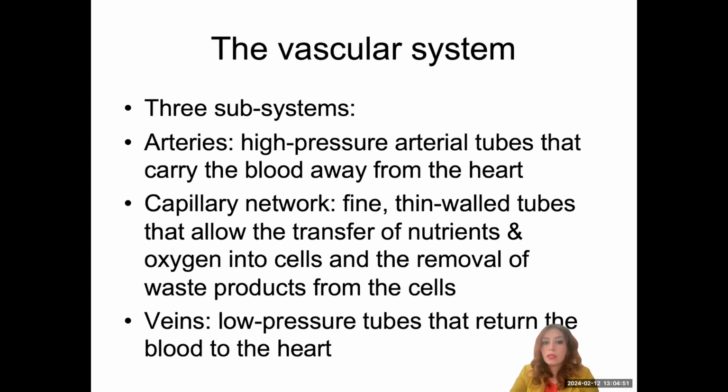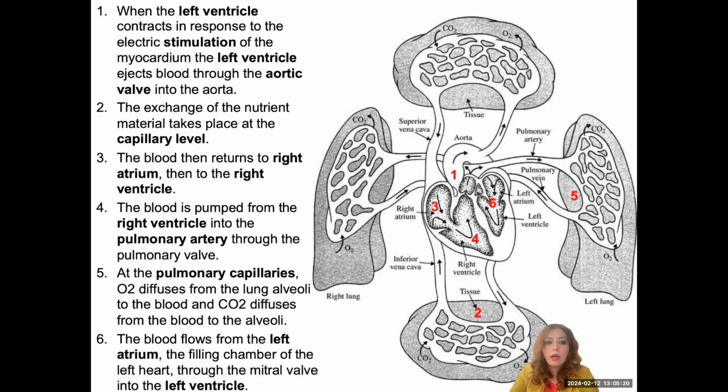We know that the vascular system has three subsystems: arteries, high pressure arterial tubes that carry blood away from the heart; the capillary network, thin walled tubes that allow transfer of nutrients and oxygen into the cells and the removal of waste products from the cells; and the veins, which are low pressure tubes that return the blood to the heart. I have included an important summary here, but these are just for reminder purposes. You already saw these in your other lessons, and I also summarized it in our previous lesson.